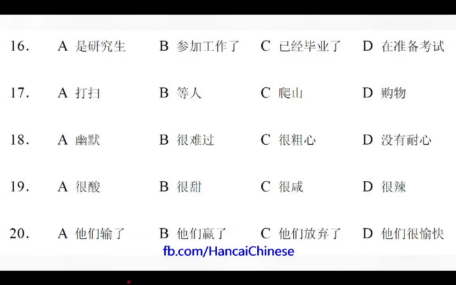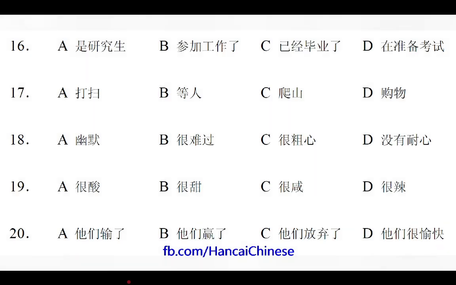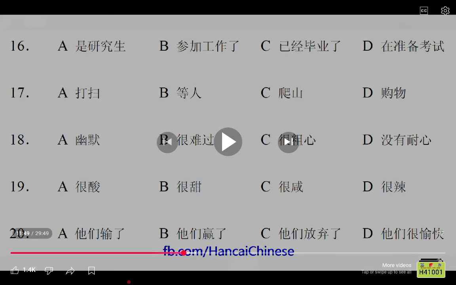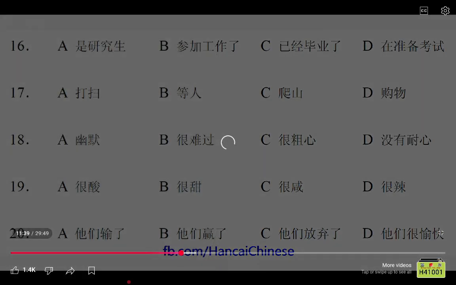18. 我希望我的男朋友又高又帅，还要非常幽默。你说的是我吗？根据对话，可以知道男的怎么样。We heard this word 幽默. Okay, listen again.